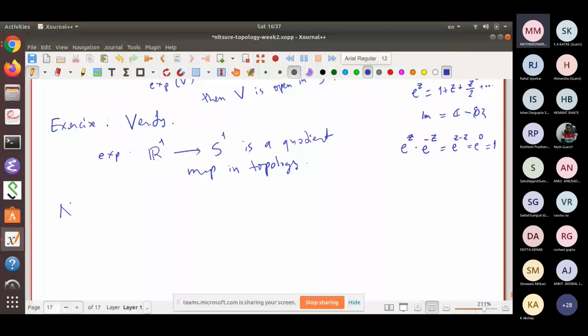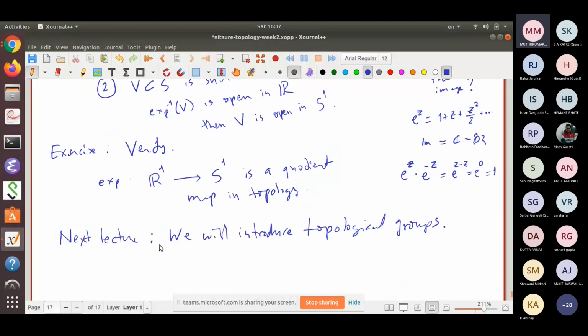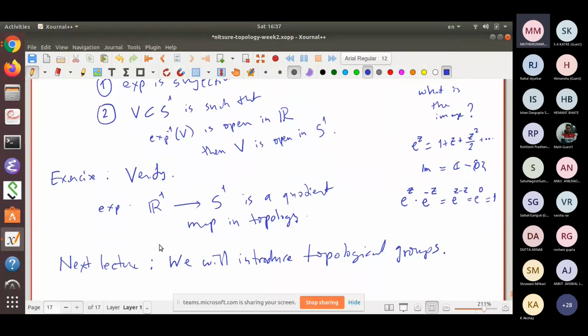So next lecture, we will introduce topological groups. And then we'll also give lots of examples of quotients and whatnot, more and more examples, few definitions and lots of examples. The start of any course is heavy on definitions, and so you have to revise definitions with examples. Okay, I'll stop here. Any questions?